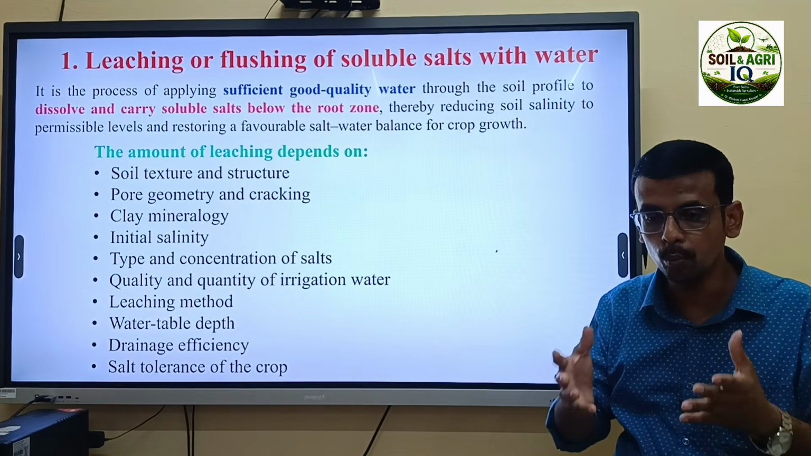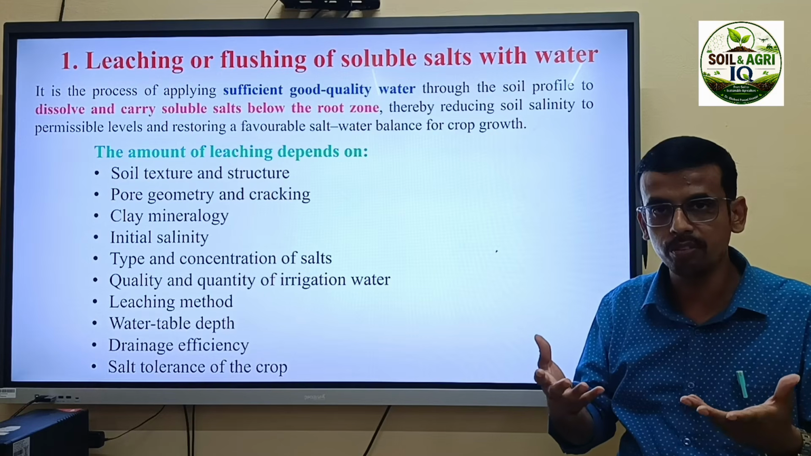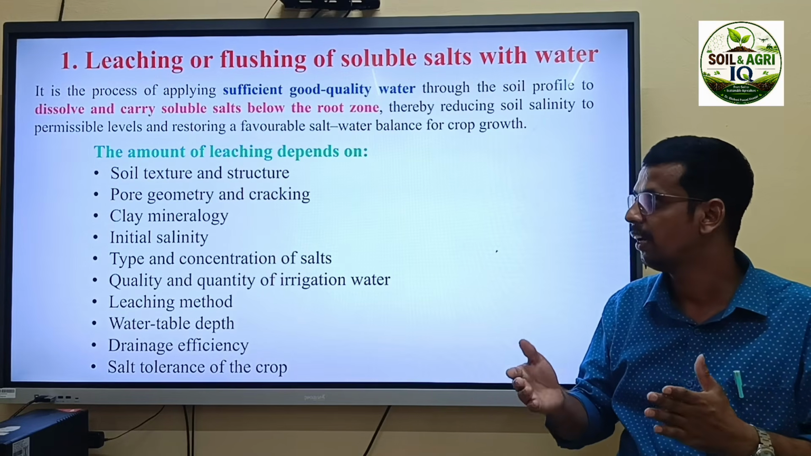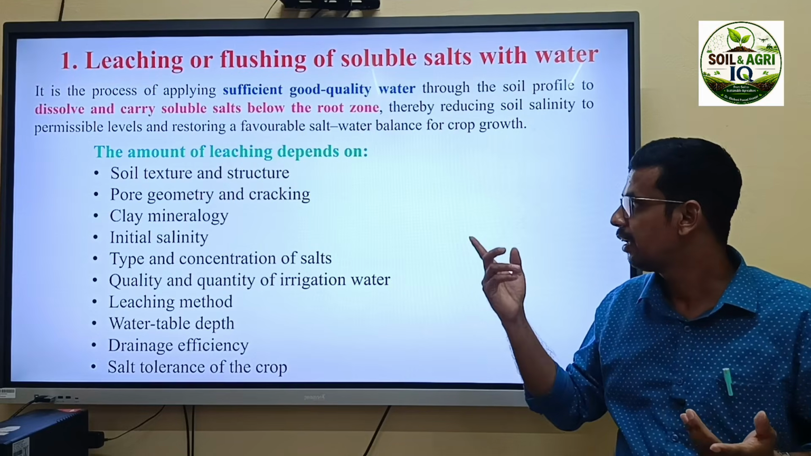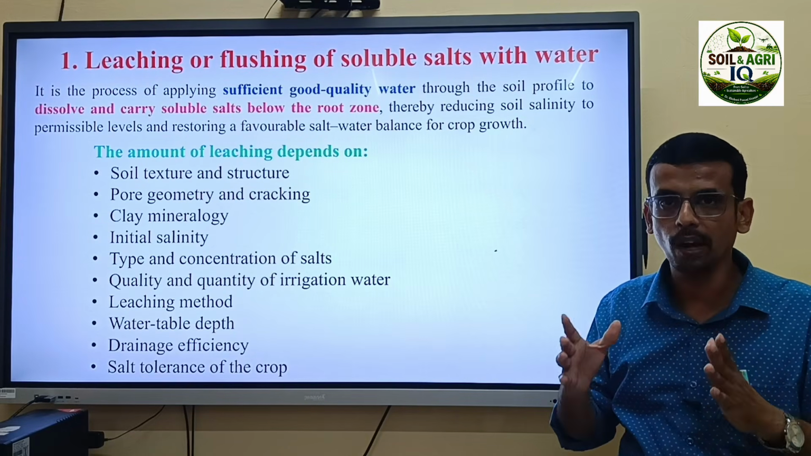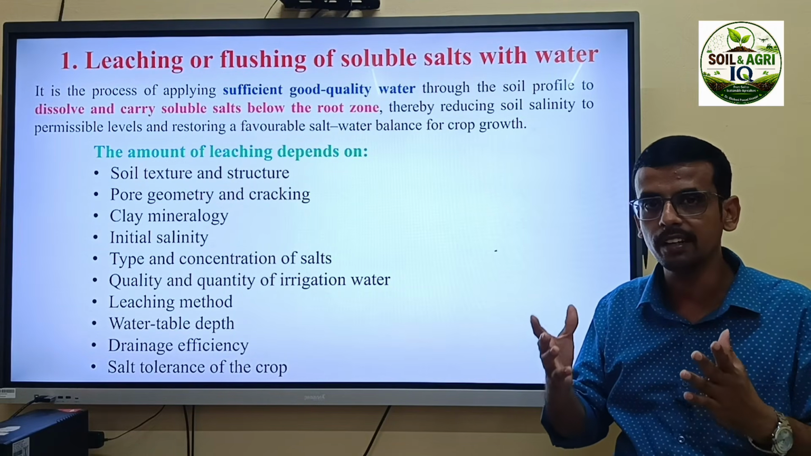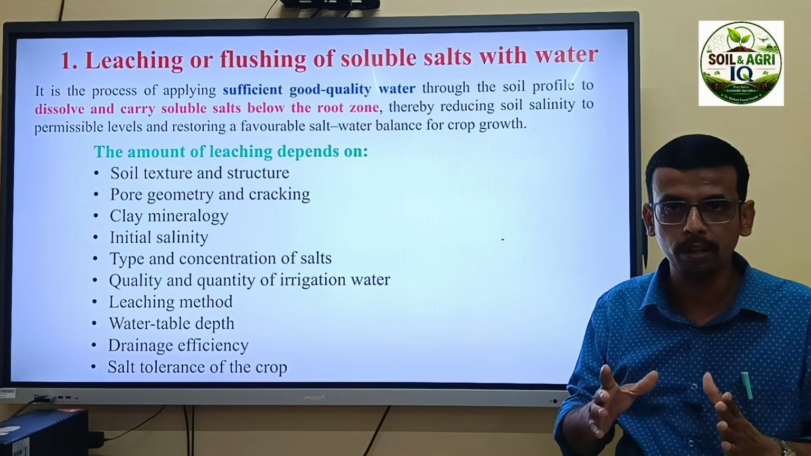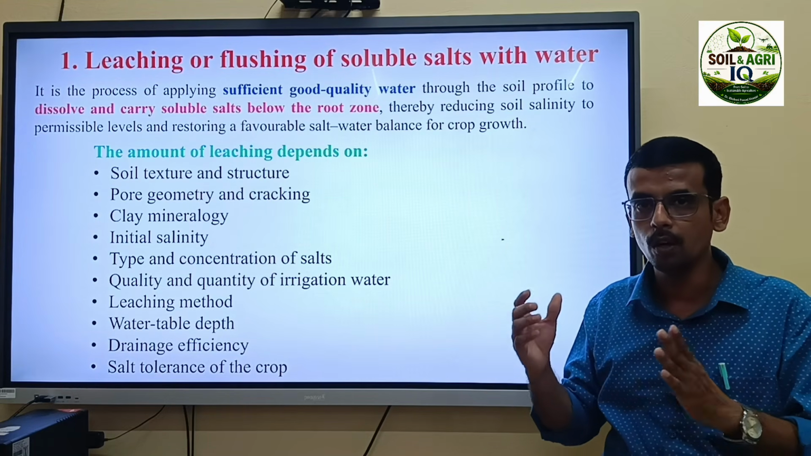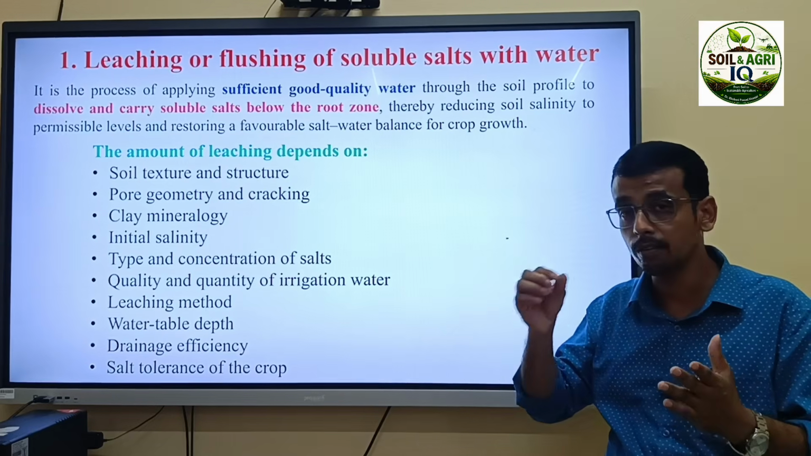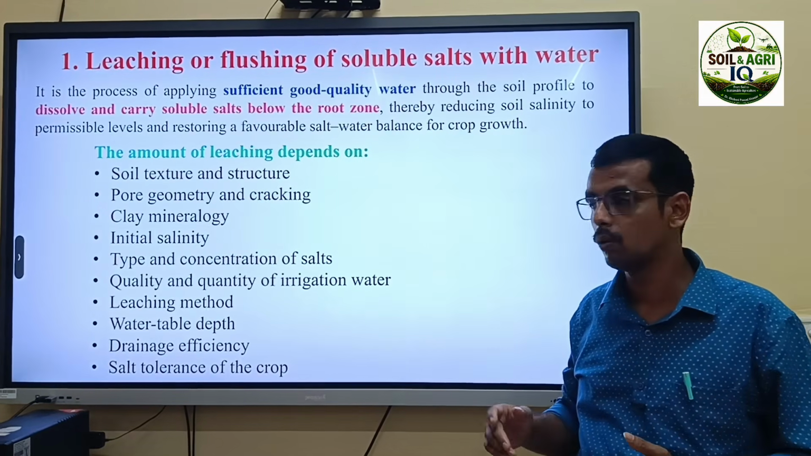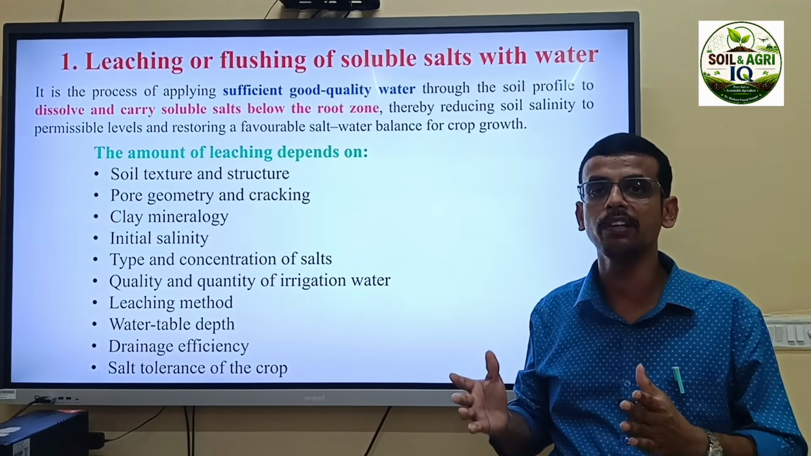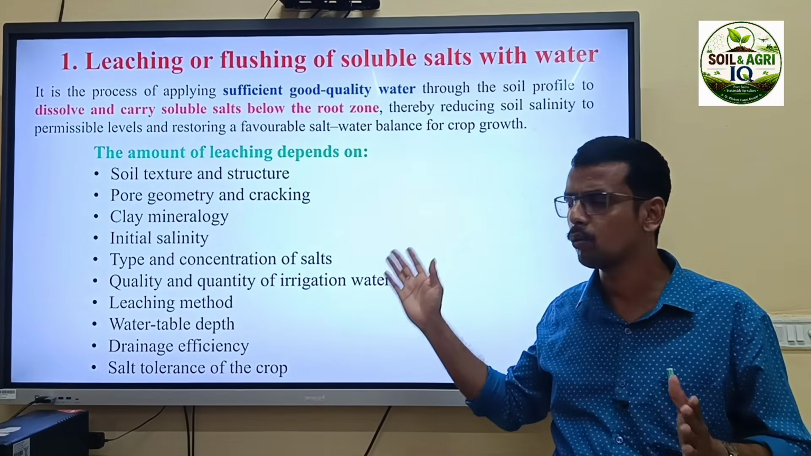I told you, if you promote the coarse nature, meaning coarse, sandy soil texture, that promotes leaching. If there is a good aggregated soil structure, that will also promote the porosity of the soil. Pore geometry is very important. Whether it is micropore or macropore, and the pore connectivity, are important for the leaching process. Then clay mineralogy, whether it is a swelling type of clay or a non-cracking type of clay, that we need to know.